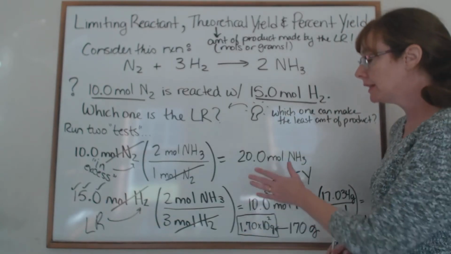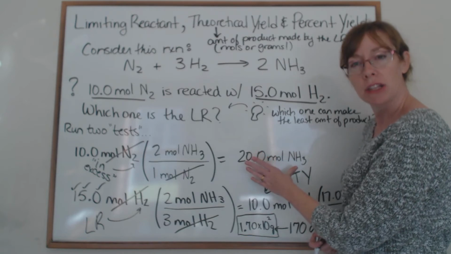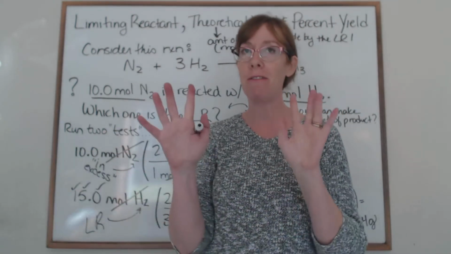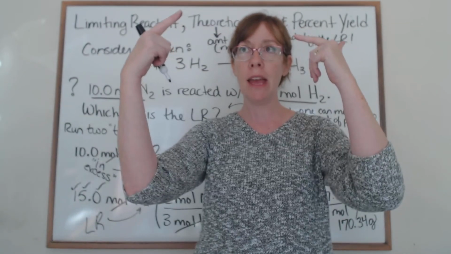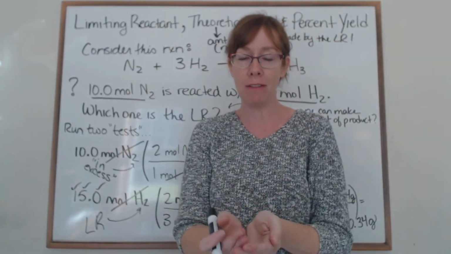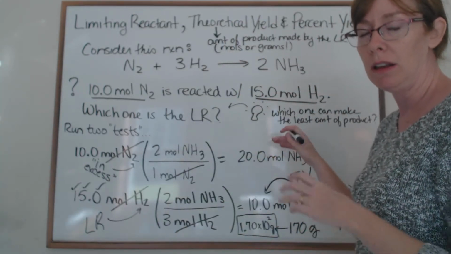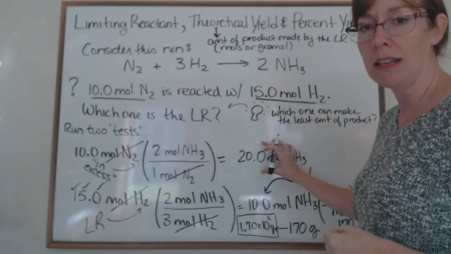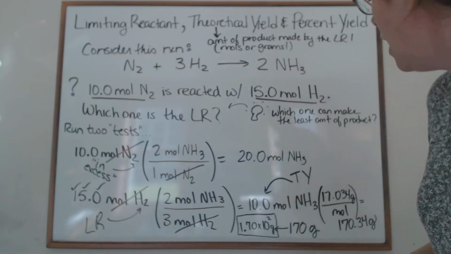Now, what I want you to notice is that this number is nothing. This number never actually got made. It's like the peanut butter and jelly sandwich. It's the 5 pretend sandwiches that the bread could have made. You didn't make it. You didn't have enough of the jelly. So this is a nothing. It's just a fake number. Okay, there's nothing to label with it. That is everything. That's your theoretical yield.